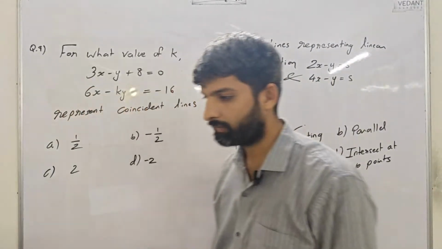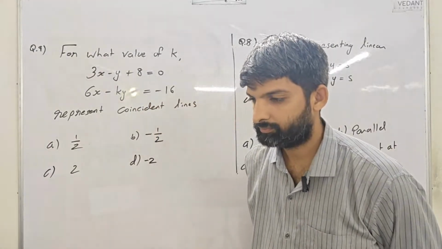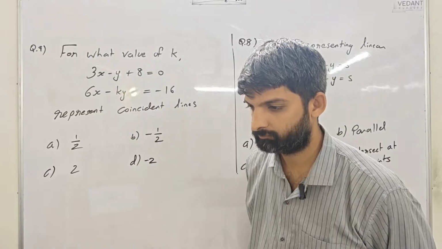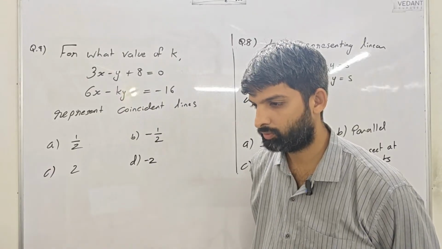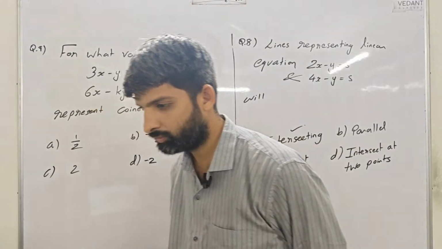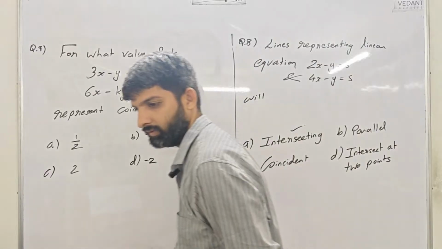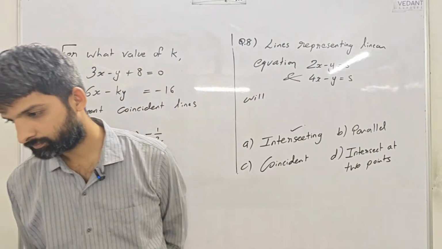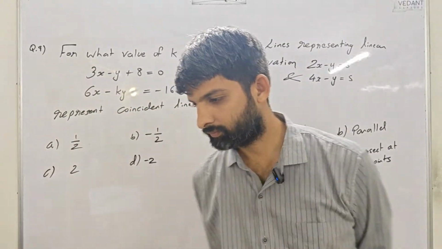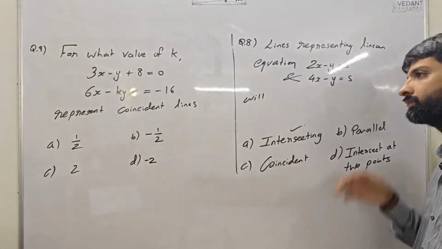You need to find the value of k. Some are saying minus 2, some are saying 2. Let's see which is the correct one. You need to find the coincident lines.